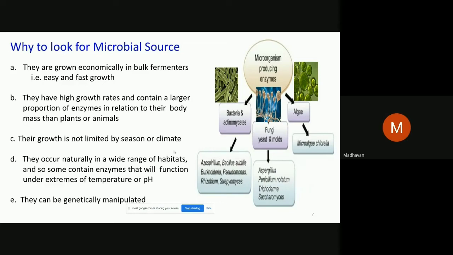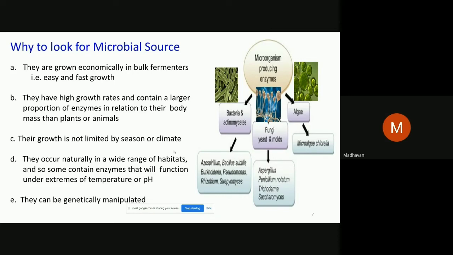Enzymes are there in all living things, plants and animals, but also in microorganisms. This slide shows some of the points: they are easy and fast growing. You can cultivate them at a bulk level. You may know about fermentation, where you can cultivate them under controlled conditions. They have high growth rates and contain a larger proportion of enzyme in relation to their body mass than plants and animals. Even if you want to take enzymes from animals, you have to take a particular tissue or a particular portion.